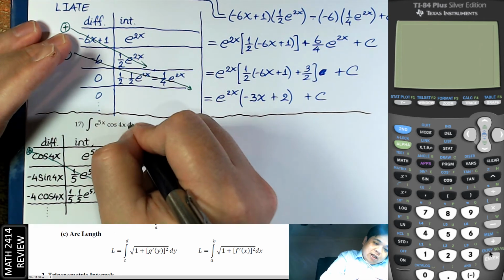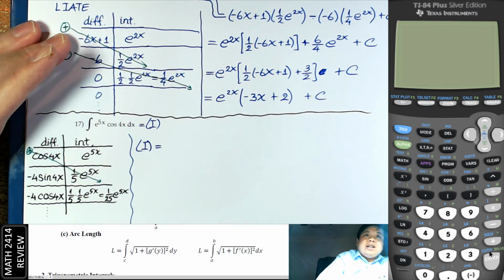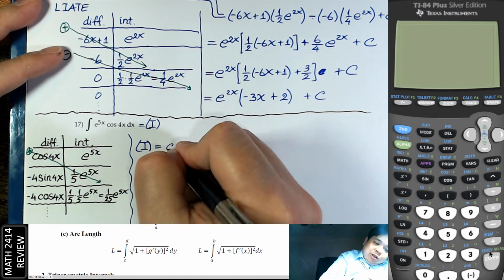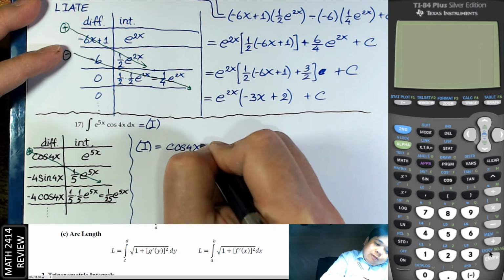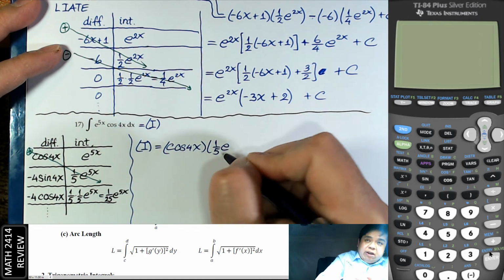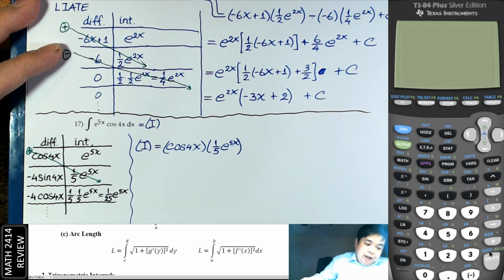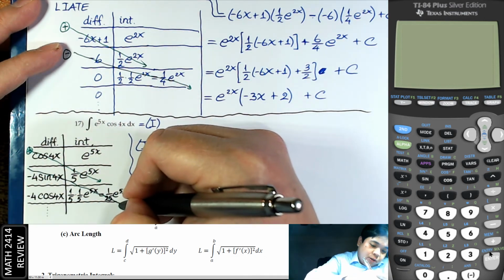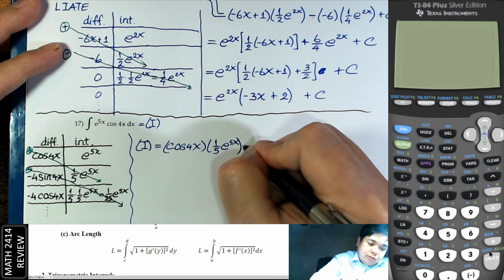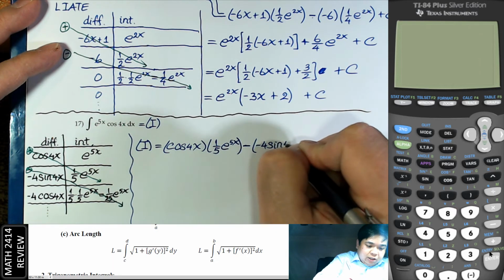By the way, I'm going to say it, this integral is I. It's easy to do that. Now, the integral I equal to that diagonal: cosine of 4x, 1/5 e to the 5x. And the next diagonal, minus negative 4 sine of 4x.